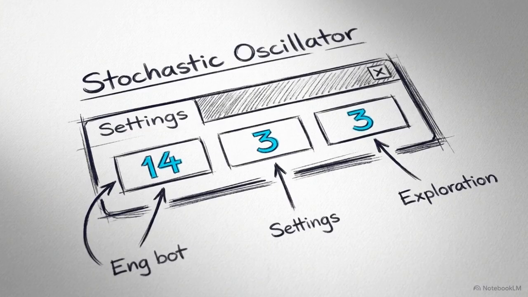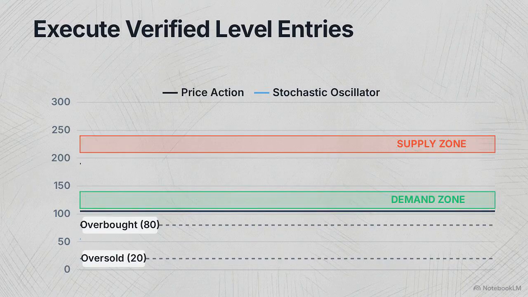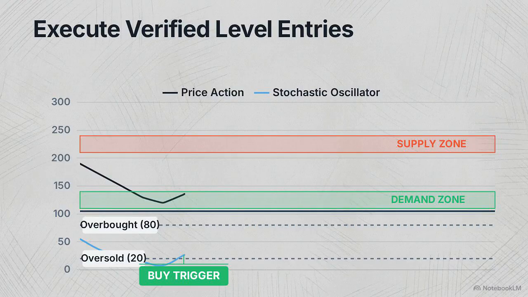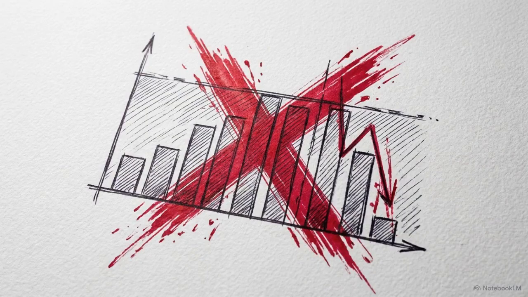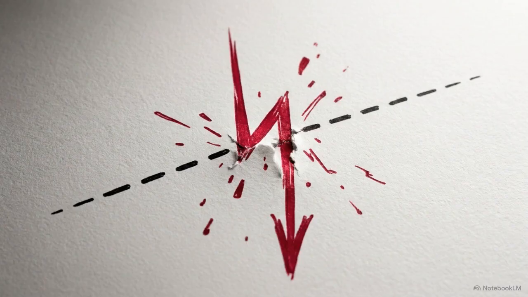To enter safely, we use the stochastic indicator as a mathematical confirmation tool to verify that the reversal is actually starting. For a long setup, the price must enter your demand zone while the blue stochastic line dips below the oversold boundary. The actual trigger to enter occurs only when the indicator line crosses back up through that boundary. Short setups work the same way in reverse. Wait for price to hit a supply zone and the indicator to cross back down. If the price hits your zone, but the indicator fails to cross the boundary, the setup is invalid. This keeps you out of trades where the level is about to break.